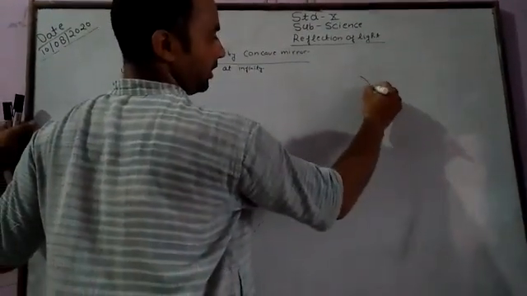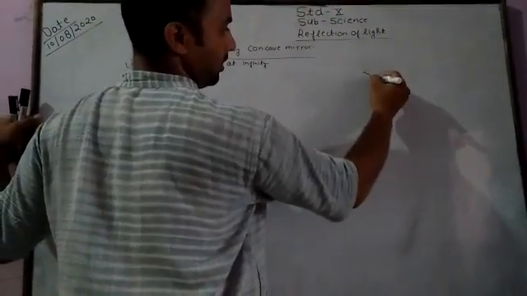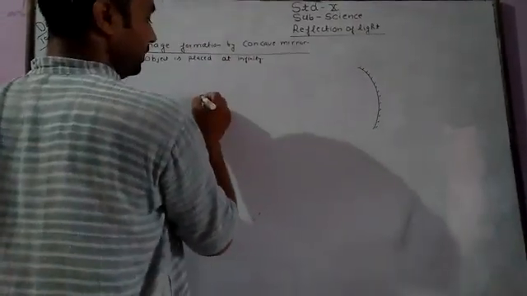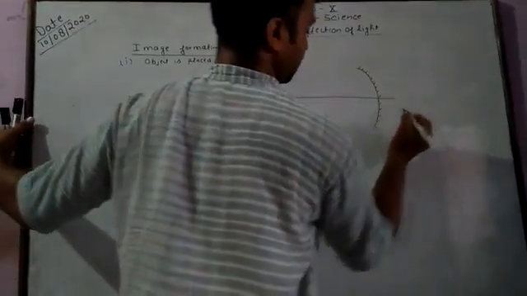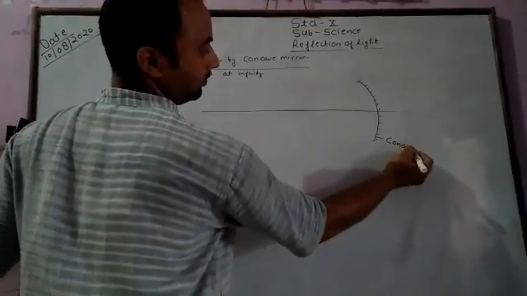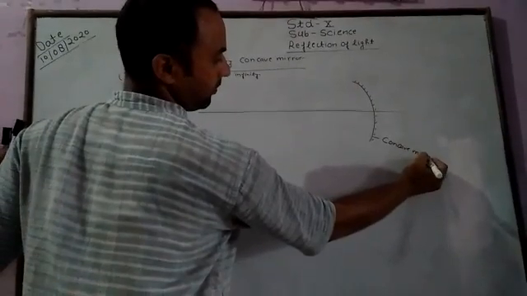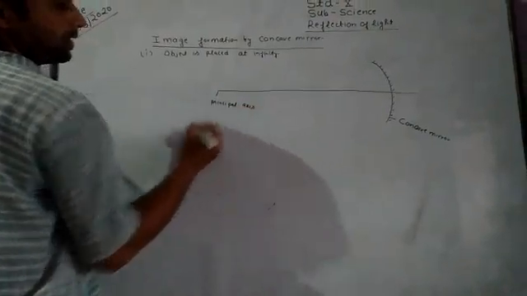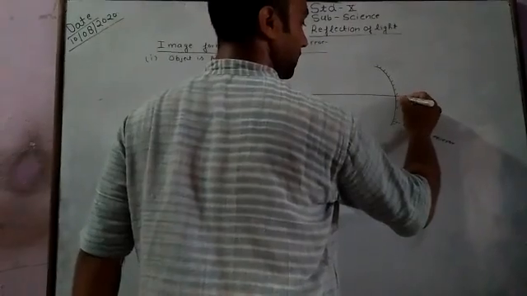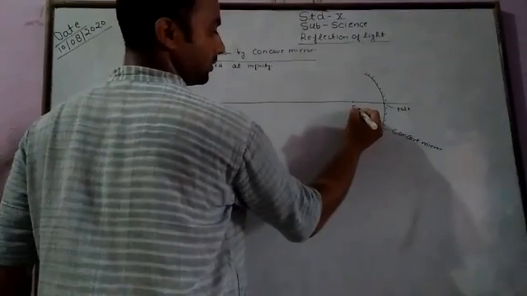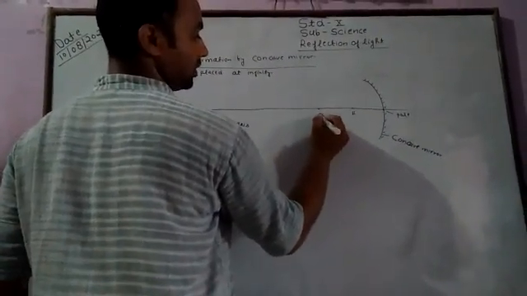This is our concave mirror, and this is the principal axis. This point is called the pole. This is our focus, and this is our center of curvature.